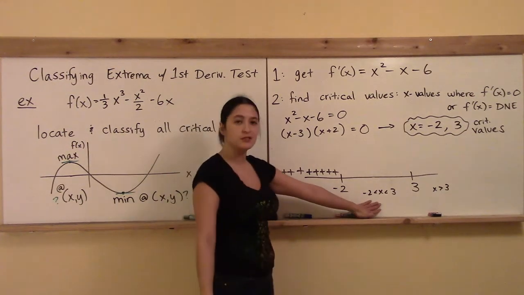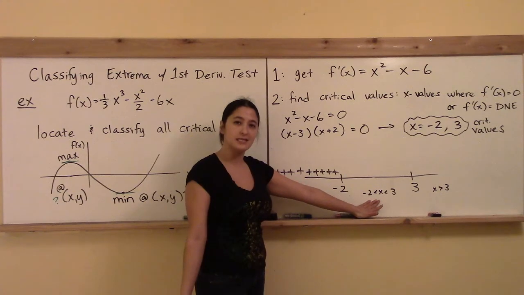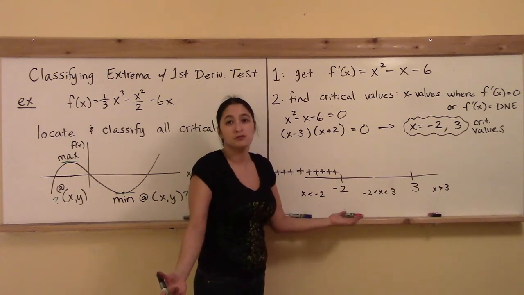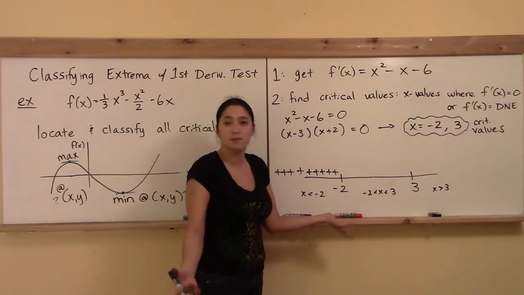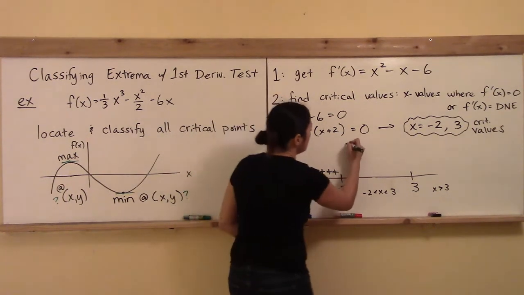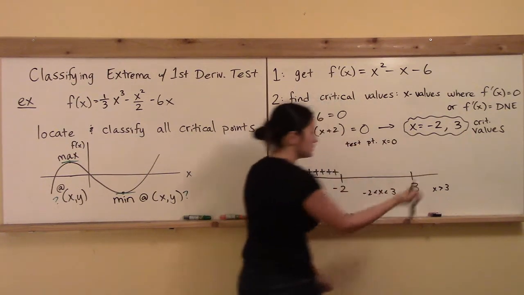Now the test point for this middle region must satisfy this inequality right here, which is to say my test point will be between minus 2 and 3. What number will we choose? 0, 1, 2, minus 1. Any point you want that satisfies that, okay? So in the middle here, I'm going to choose my test point x is equal to 0.